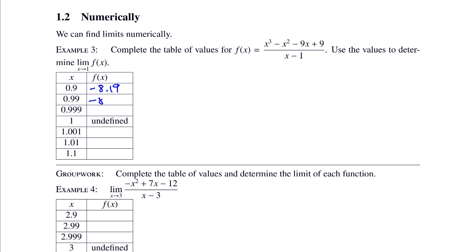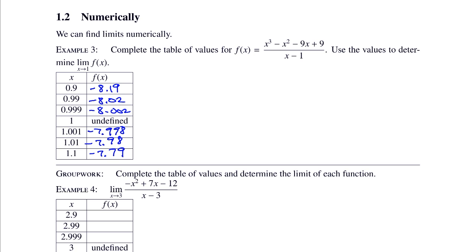Let me fill in the chart here. All right, so what do we believe the limit is? What y value does the chart suggest we are approaching on both sides of x equals 1? What is it? Tell me. Negative 8, that's right. So negative 8 is going to be our answer.